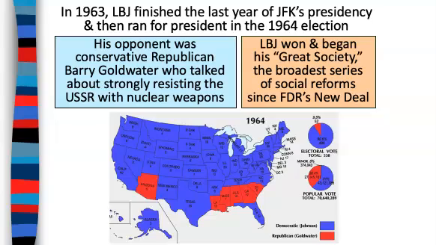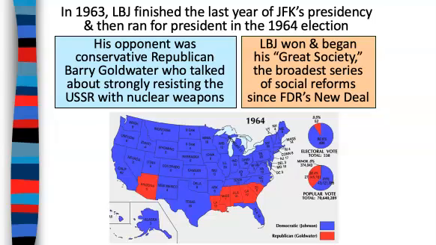Now, his opponent in 1964 was a conservative Republican by the name of Barry Goldwater. Goldwater is really going to represent the beginnings of this new conservatism, all right? So in 64, we really begin to see what we think of as the modern-day liberal and the modern-day conservative. And Goldwater really talks about strongly resisting the USSR with nuclear weapons.